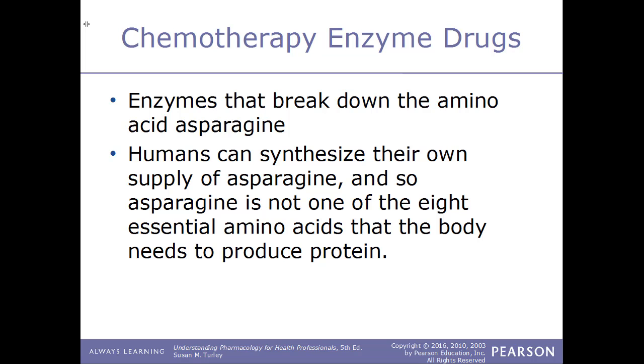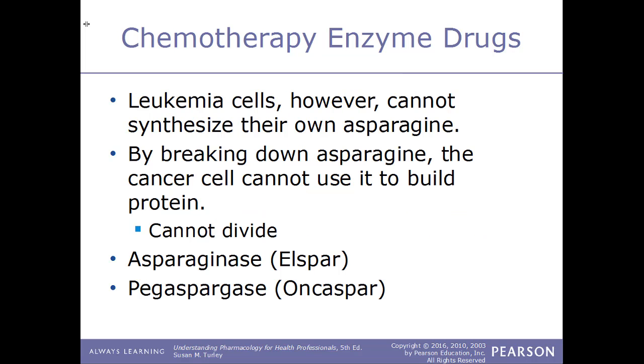Now humans can synthesize their own supply of asparagine. So this is not one of the essential amino acids that you must get from your diet. But we can produce this on our own naturally. But leukemia cells, however, cannot synthesize their own asparagine. So they need to get another source of asparagine in order to make proteins.